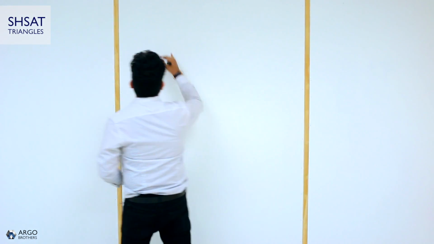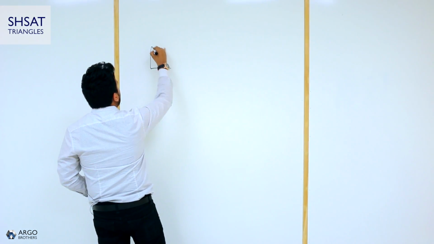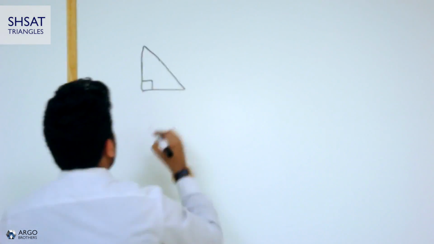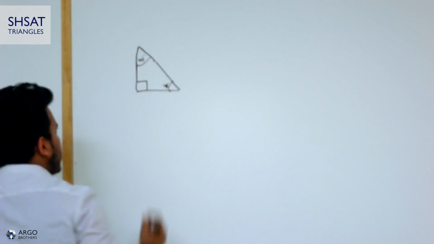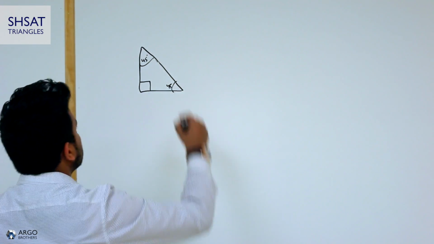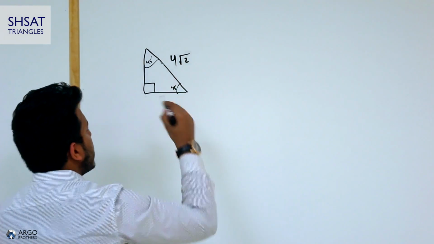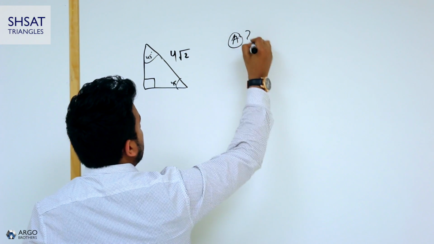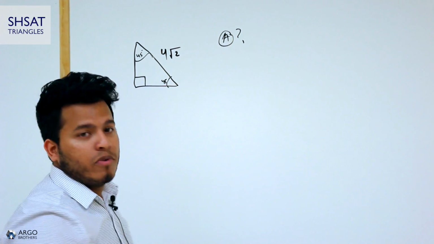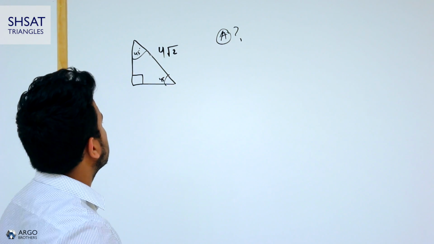Let's just say I have this triangle over here. Here I have a 45, 45, 90-degree triangle. So here's my right angle, here's 45 degrees, here is 45 degrees, and I say, hey, the hypotenuse is 4 radical 2. Find me the area. What is the area? Let's just find the area first. Let's focus on that. How do you approach this problem?